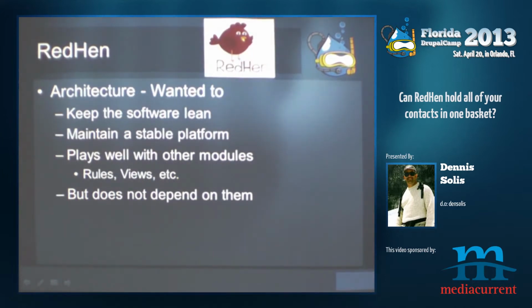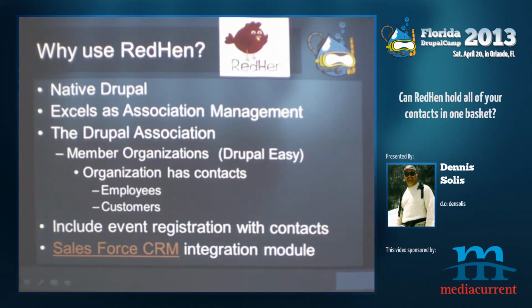Okay, so what the RedHen architecture designers wanted to do was keep it lean and have a very stable platform. As a result, they don't have it based on a whole lot of other modules. They've kept their dependencies very, very small. It'll play well with the other stuff, but it's not dependent upon them. It doesn't depend upon Views, it doesn't depend upon Rules. I think there's only 3 modules it's dependent upon, and we'll get to that in a minute.